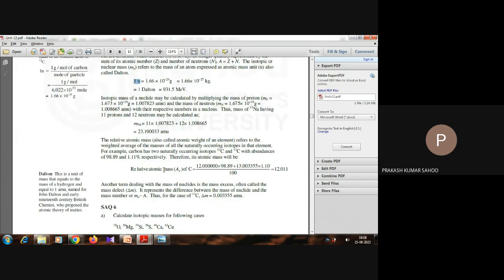And if I convert the mass of sodium, it will be 23.190036 atomic mass unit. If I convert this to the respective energy, then I will multiply this mass in u with 1.66 into 10 power minus 27 kg, into 931.5 MeV, and a huge amount of energy will be liberated. Okay, so these things will be there.